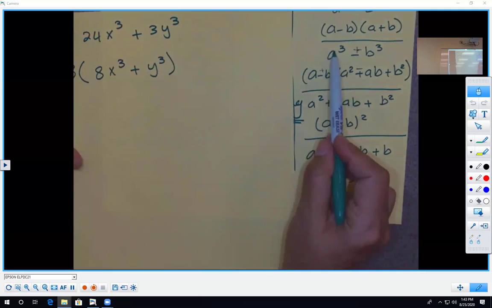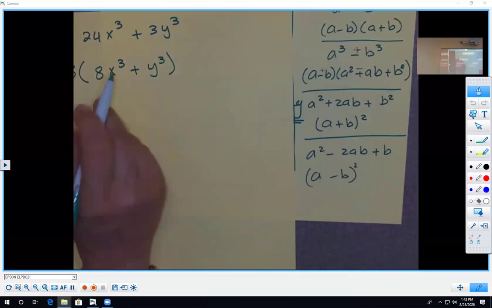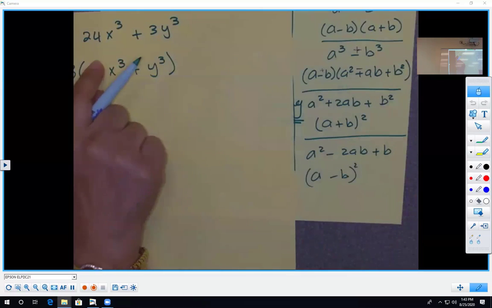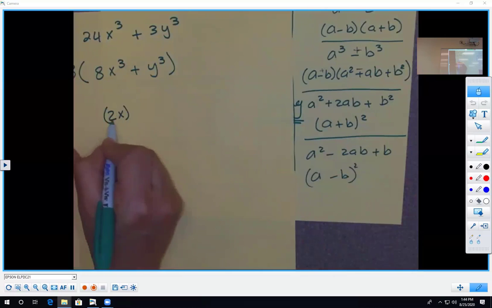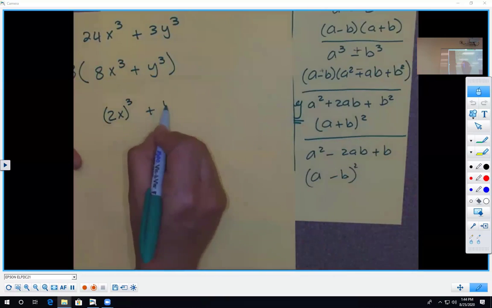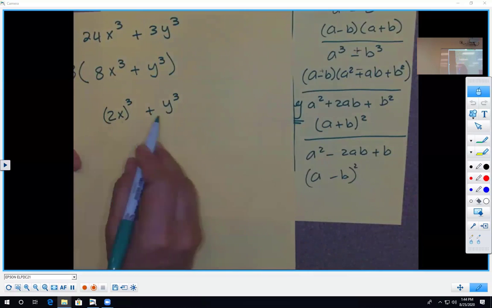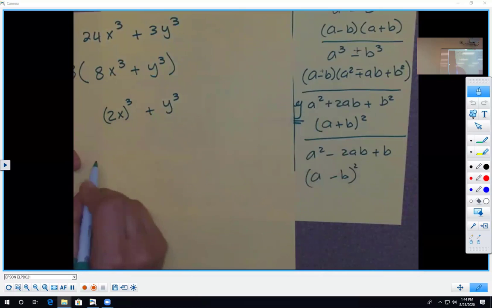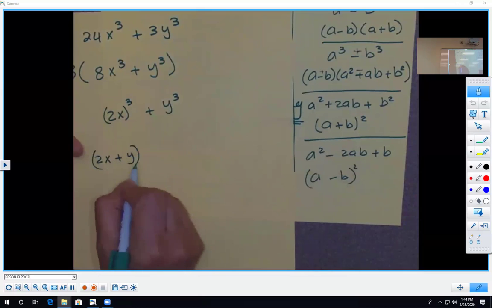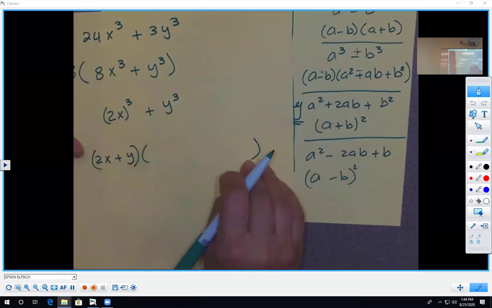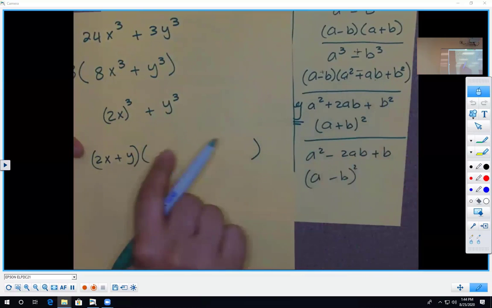And then use the sum of two cubes formula. So first of all, I want to see the cube on the whole term. So I'm going to write this 8 as 2 and then put the cube on the top, and the y stays cubed. I'm going to pull the 3 all the way at the end. Using the formula, the a is my 2x, the b is my y. Then the second factor is the one with 3 terms, 1, 2, 3, longer.